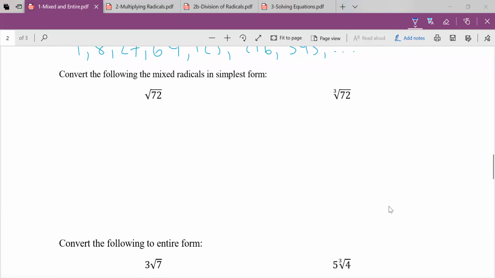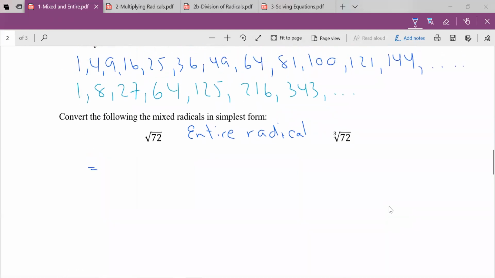It says convert the following to mixed radicals. Right now, this is an entire radical because it's entirely underneath the radical sign. The radicand is 72. To simplify this, I'm going to ask, what's a perfect square that's a factor of 72? I'm going to find the largest perfect square, which is 36 times 2. The square root of 36 is 6, so it's 6 root 2, just like that.